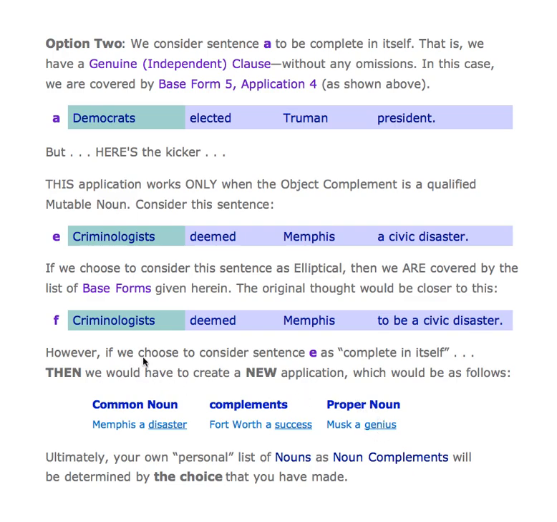So you see here, if we consider a sentence like this or this as complete in itself, then we have a problem. We fix this problem here because we have a mutable noun. But here we don't have a mutable noun. So what do we do? We would have to create another application, which is this one, right? Ultimately, your own personal list of nouns as noun complements will be determined by the choice that you have made. It all depends on how you choose to look at the sentences that you read and the sentences that you write.